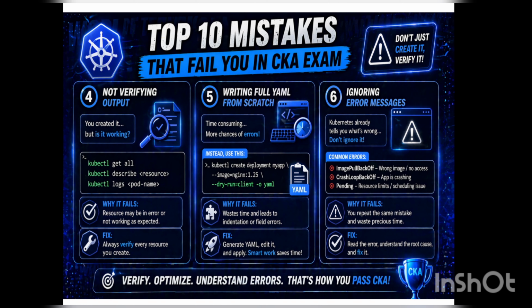After that, we have mistake number 6, ignoring the error messages. Kubernetes already tells you what's wrong. Whenever you run your command and face an error message, you need to read it, because the answer for making that thing correct is in the error message itself. Let's say you get ImagePullBackOff or CrashLoopBackOff. These are clues. Don't ignore them. Read them, fix them, and move fast.